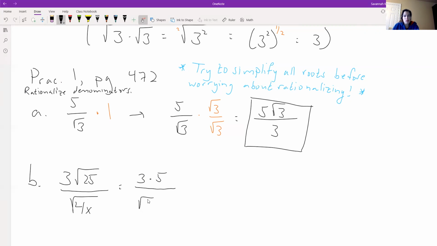Okay, down here, we can say square root of 4 times the square root of x. Just go ahead and take advantage of one of our rules for roots.